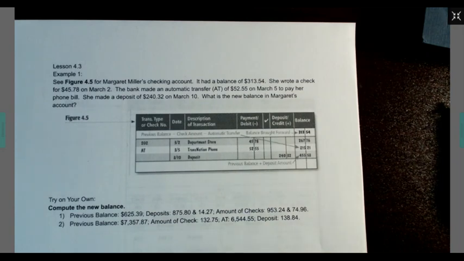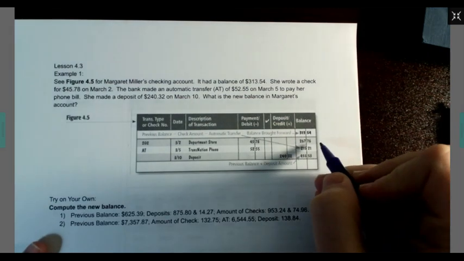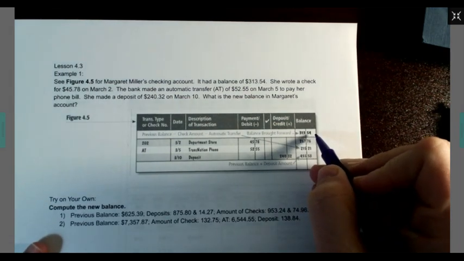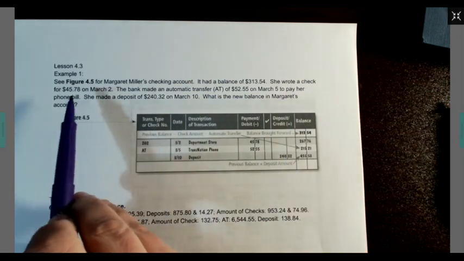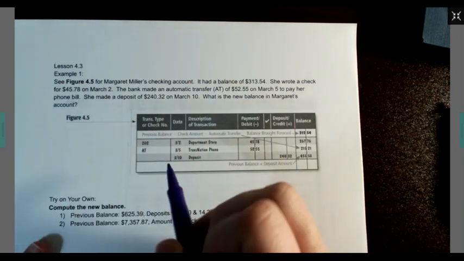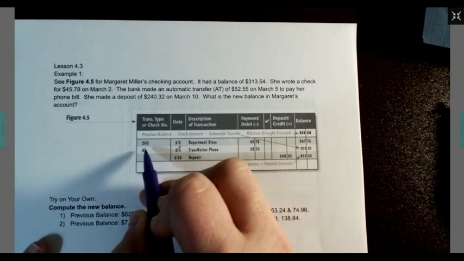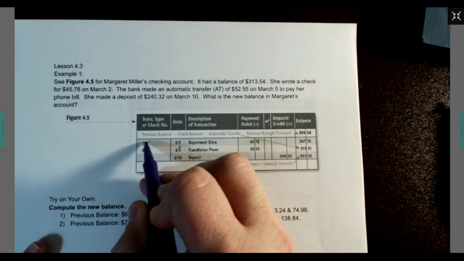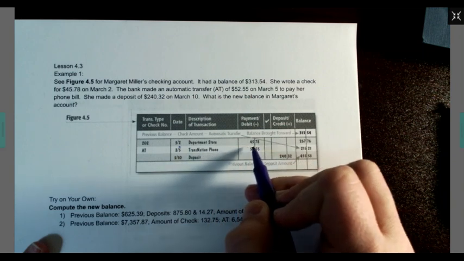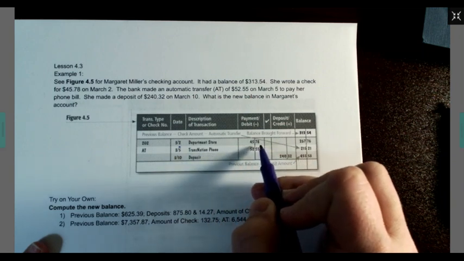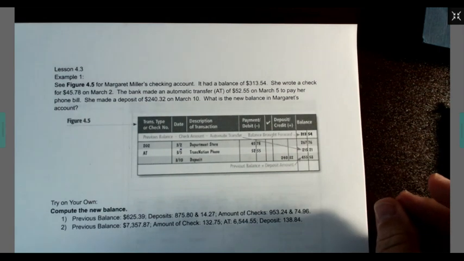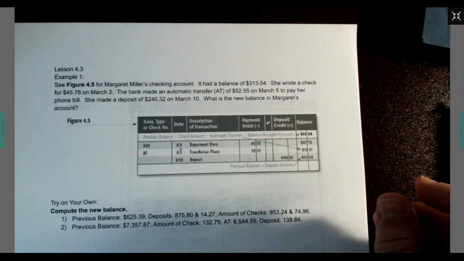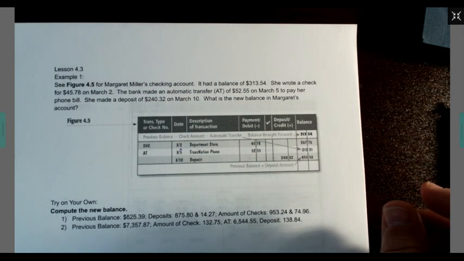All right, let's take a look at this. So she started with a balance of $313.54. Notice that that's my balance brought forward. Then it says she wrote a check for $45.78 on March 2nd. They had the check numbered 202 for $45.78. Now, all checks get deducted. When we're writing a check from our account, we are making payment for something, so it's getting deducted from our account.